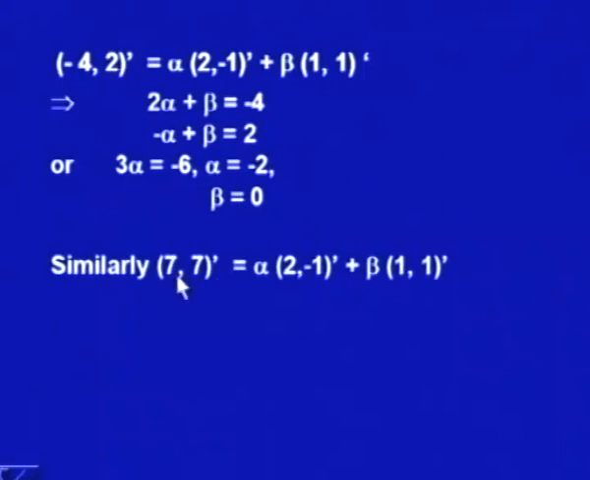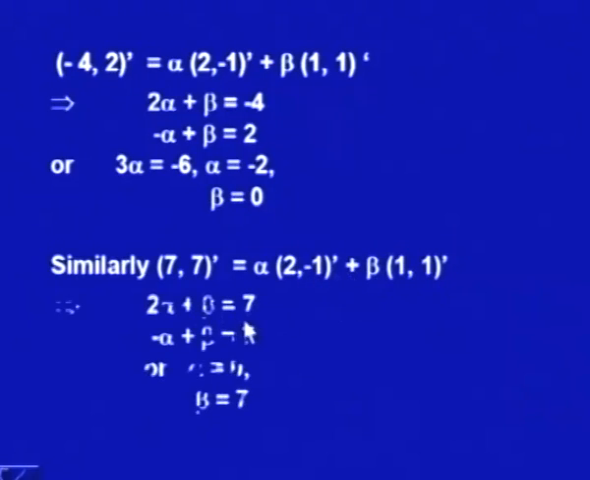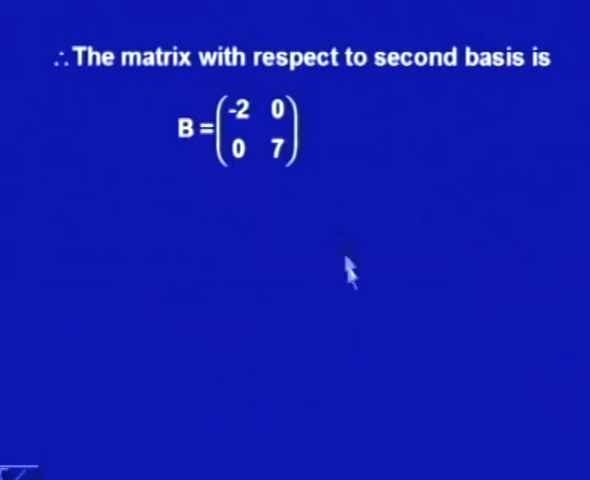Similarly, if you write down (7, 7) as a linear combination of base vectors, then again we will have a system of equations: 2 alpha plus beta is equal to 7, -alpha plus beta is equal to 7. Solve them, we will get alpha is equal to 0 and beta is equal to 7, and that means the matrix with respect to the second basis comes out to be [-2 0; 0 7].